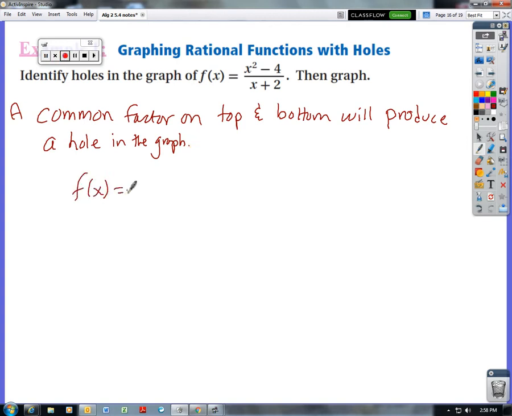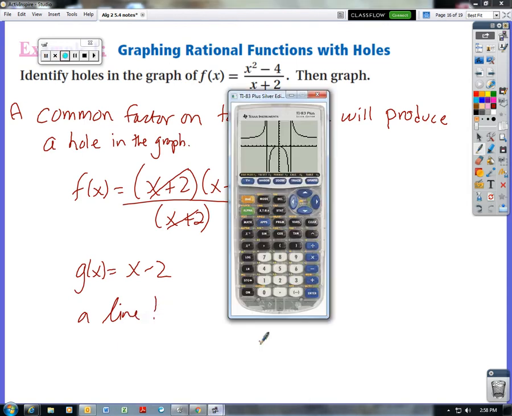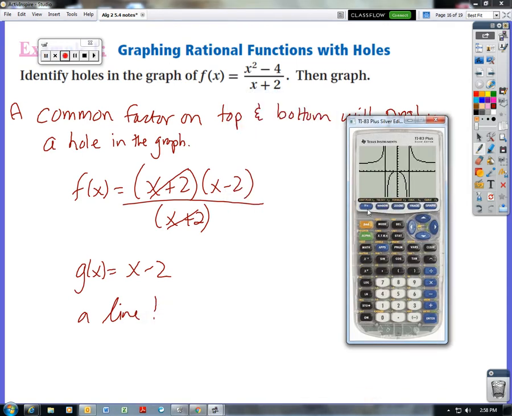f of x equals, so on the top I've got x squared minus 4. Let's go ahead and factor that. We've been working with these quite a bit, so hopefully you all know how that factors on top. And notice that we have a common factor here. These cancel, right? So this f of x, which is this whole thing, looks like g of x, the simplified version, x minus 2. What's x minus 2? That's a line, right? It's a line.